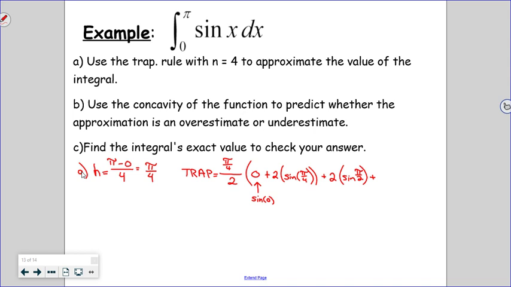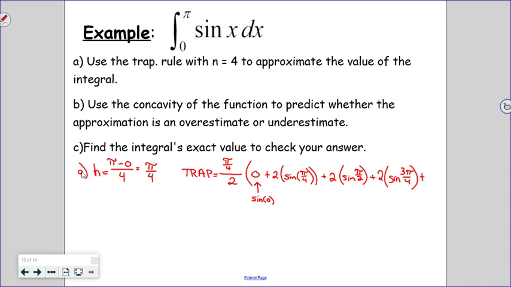Which sine of pi over 2 is 1. And move over another pi over 4. So this was 2 over 4. So our next one would be 3 pi over 4, which is also square root of 2 over 2.